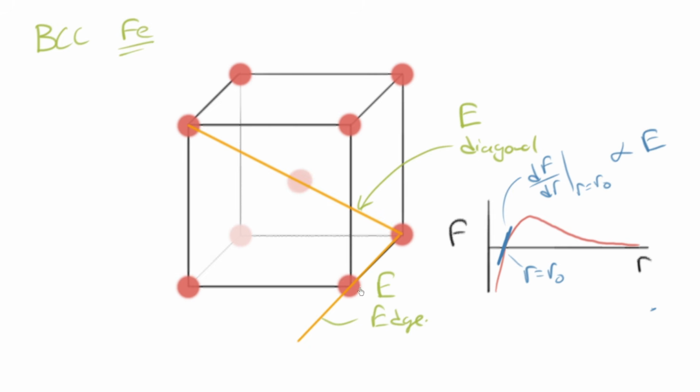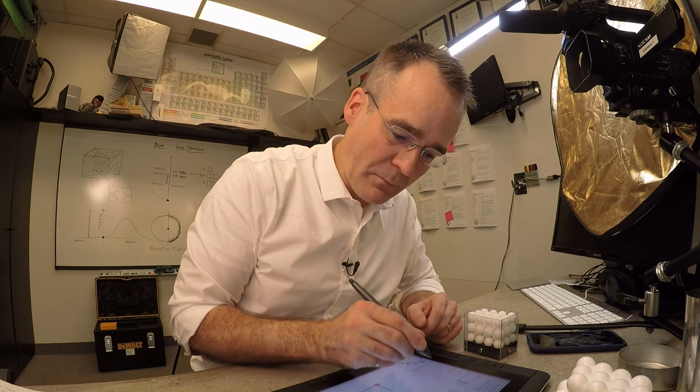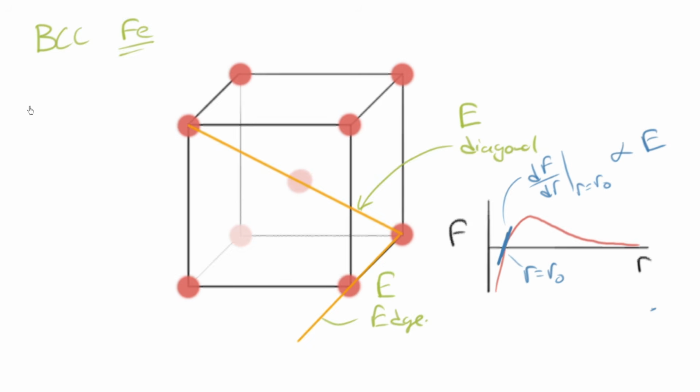So that means along this edge, they're spaced out further. The equilibrium interatomic spacing is further to the right, okay? So what happens to the slope as you go to the right? It decreases. So the Young's modulus, we would expect, just with this simple little discussion, to be less along the edge than it is along the cube diagonal.